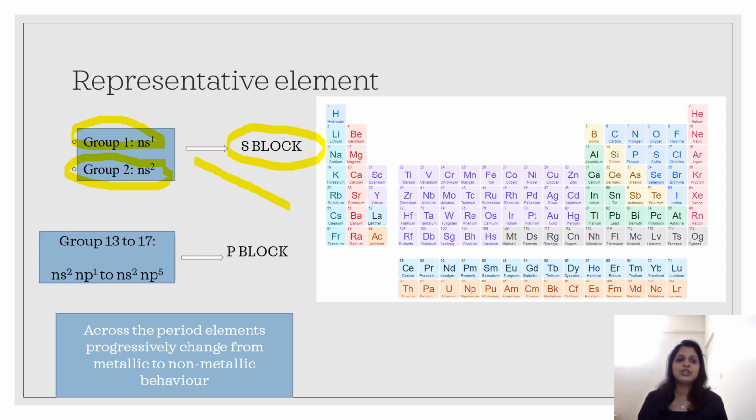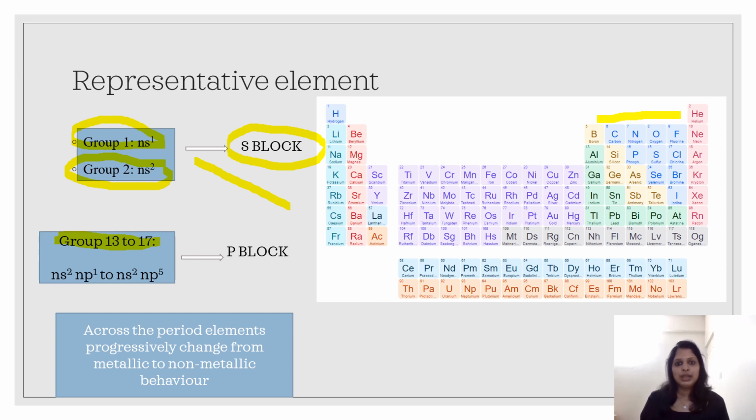If your last electron is going to a P orbital, then we can say it is a P block element. Groups 13 to 17 are known as P block elements. 13 starts with boron and then it goes till fluorine. 13, 14, 15, 16 and 17. And it has also got this electronic configuration ns2np1 to ns2np5. That is the general electronic configuration for a P block element.